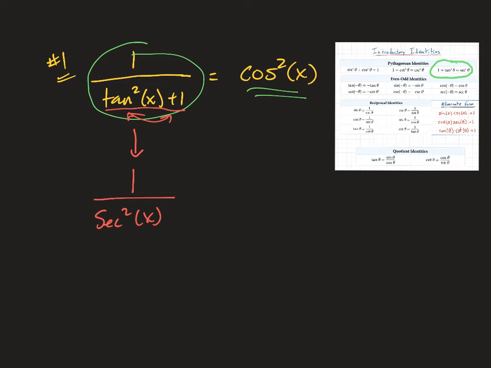And so now I have this 1 over secant squared of x. That's one of our reciprocal identities. Take a look at this guy right here. Cosine of theta is 1 over secant of theta. So I can rewrite this as just cosine squared of x. And I made it to the expression that I was shooting for. I used a Pythagorean identity and a reciprocal identity to make it there. And that's all you do for these problems. Let's take a look at number 2 on the next slide.